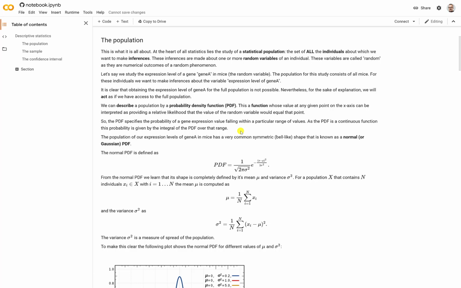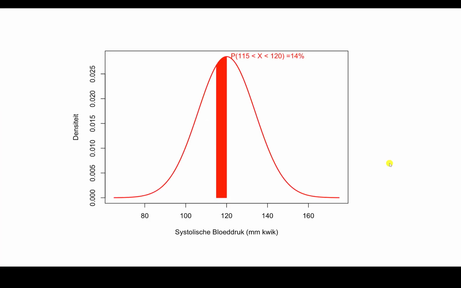So the population. We can describe a population by what is known as a probability density function, right? And so, as it's stated here, this is a function whose value at any given point on the x-axis can be interpreted as providing a relative likelihood that the value of the random variable would be equal to that point. So it provides some probability about the different values that a certain random variable can take, right? So to explain this further, I borrowed this image, this plot from Professor Clement, which actually shows a probability density function here in red, as you can see.